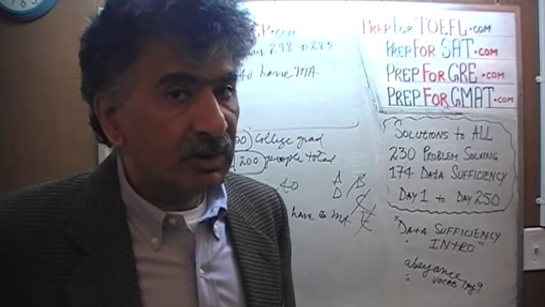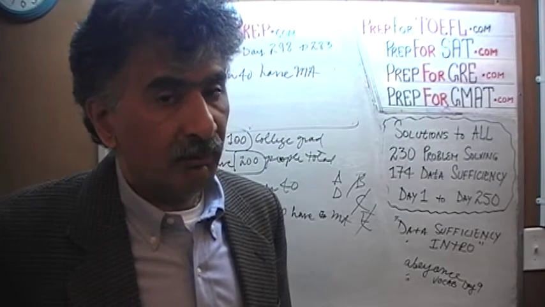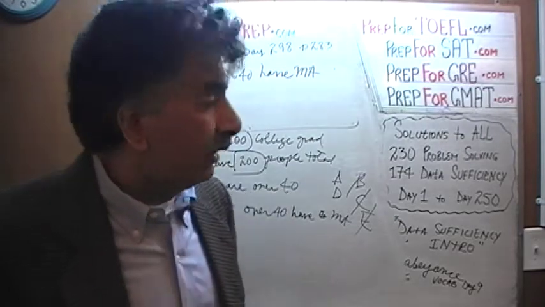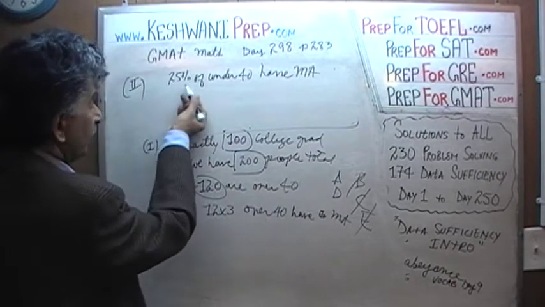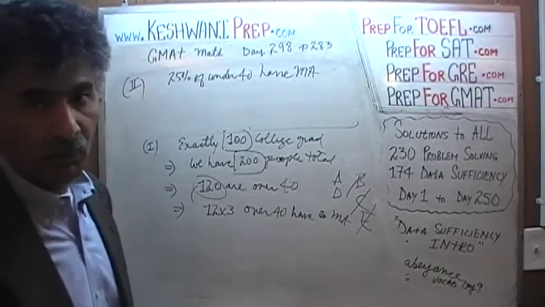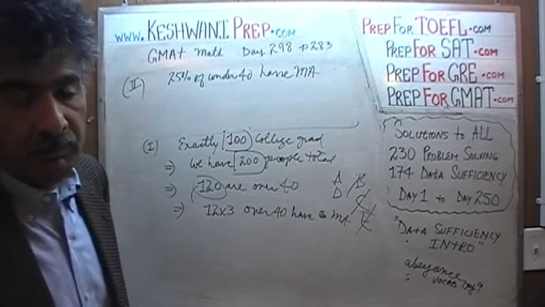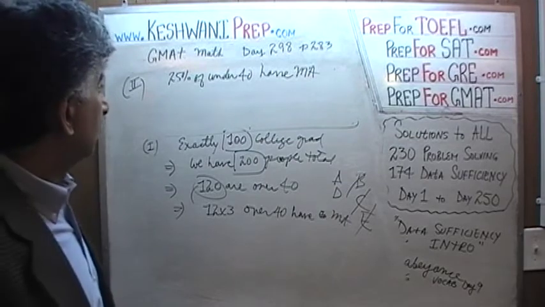In order to figure out 30% of those who are over 40 that have a master's degree, we have to know how many people are over 40. This does not tell us. This tells us that 20% of people are under the age of 40. How many people are over 40? We do not know.